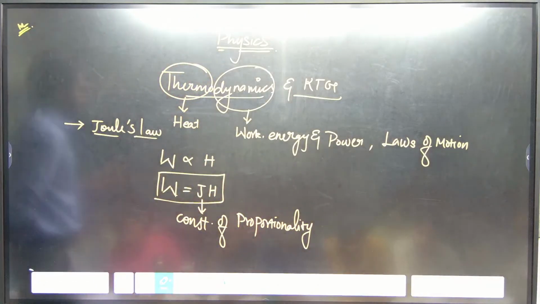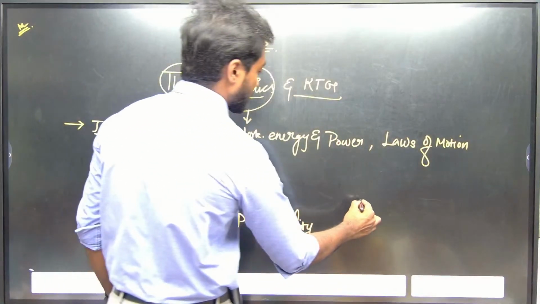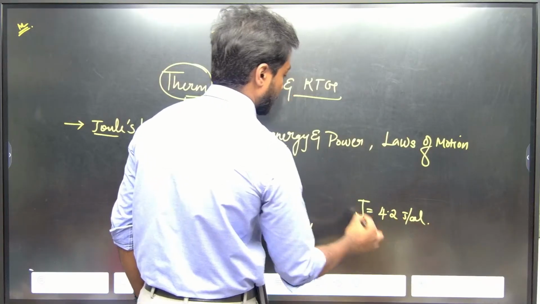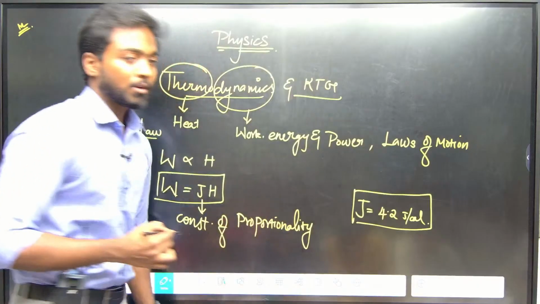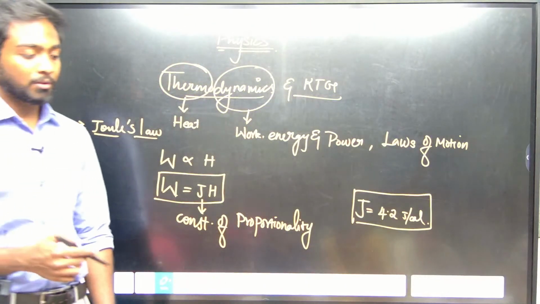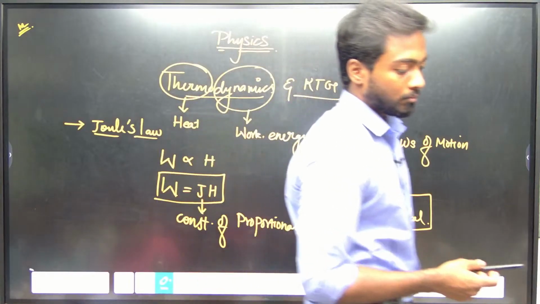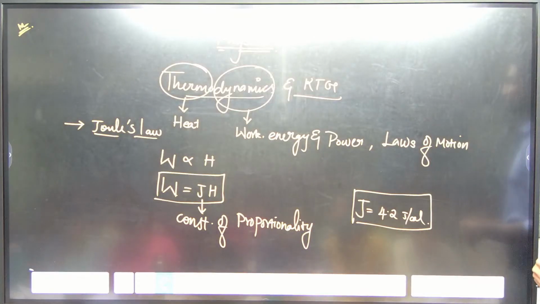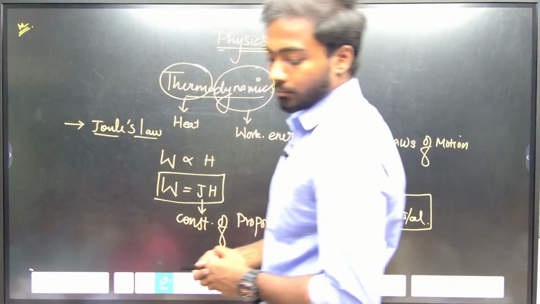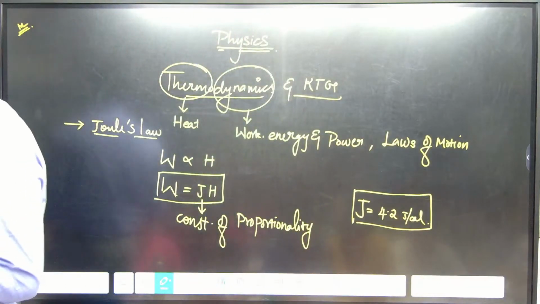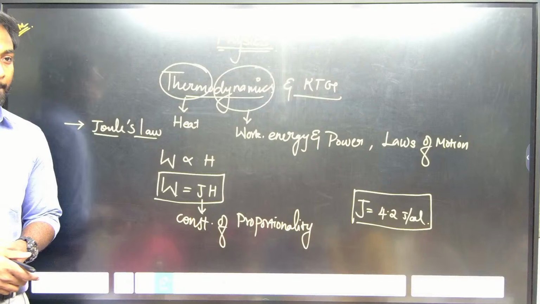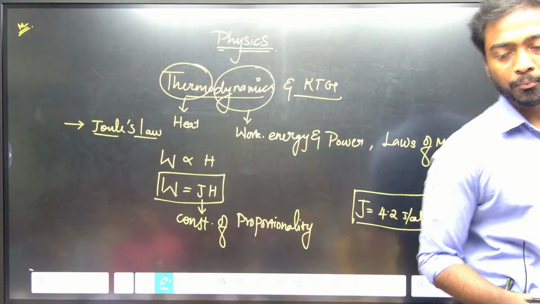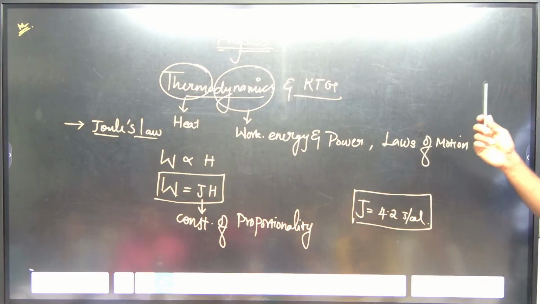So J is nothing but the constant of proportionality. The value of J is 4.2 joules per calorie. 4.2 joules per calorie. Okay, so this is Joule's law. So work done is directly proportional to heat.